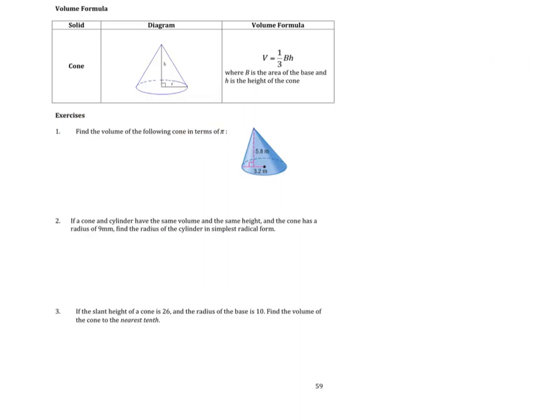The next volume formula is that of a cone, and as you can see in the diagram, you end up with a right triangle when you drop a perpendicular inside. So we have the volume is equal to 1/3 the area of the base, which is capital B, times h, and for a cone it's a circular base, so it's pi r squared. And in the exercises for number 1, we're asked to find the volume of the following cone in terms of pi.